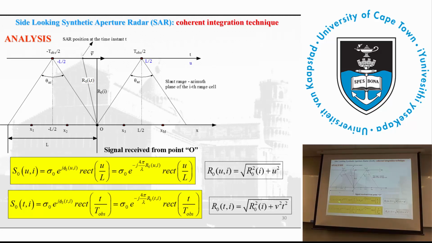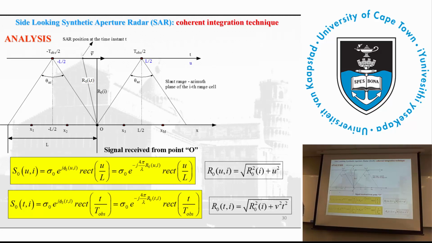Now, let's see how I'm going to do that. I want to measure, estimate if you want, the reflectivity function. And what's the reflectivity function? I call that sigma 0. So the reflectivity function associated with this point O, I call it sigma 0. That's proportional to the amount of energy that will be backscattered.